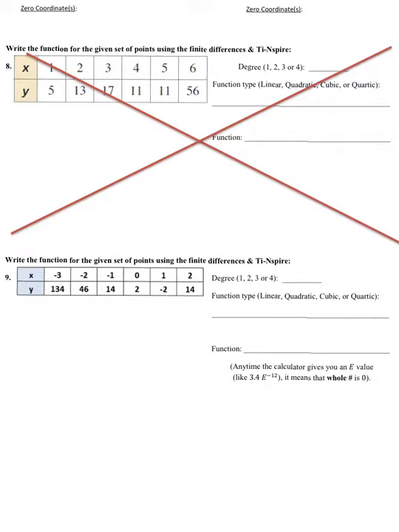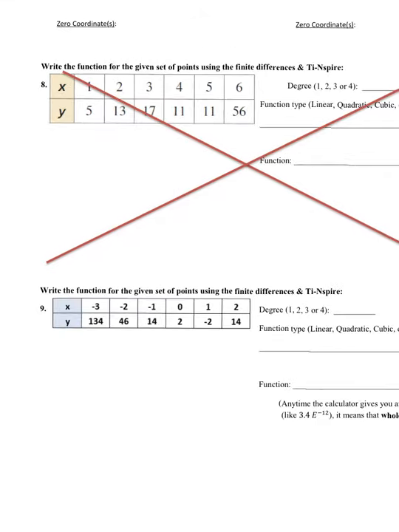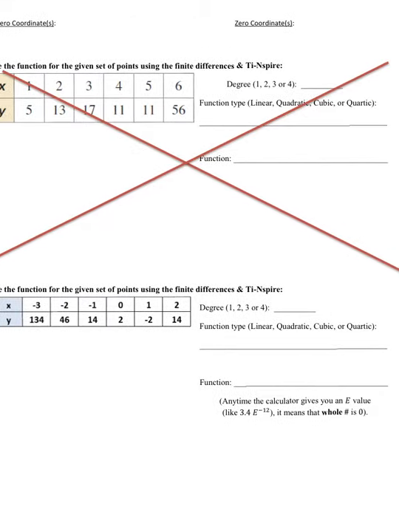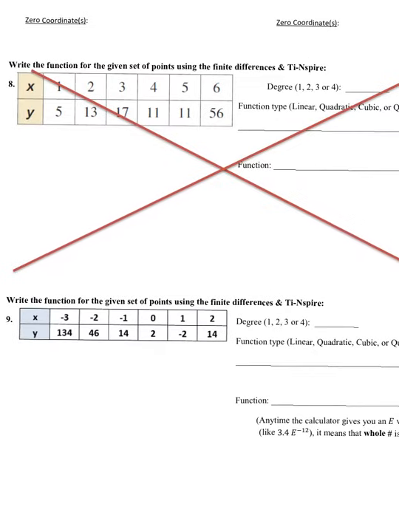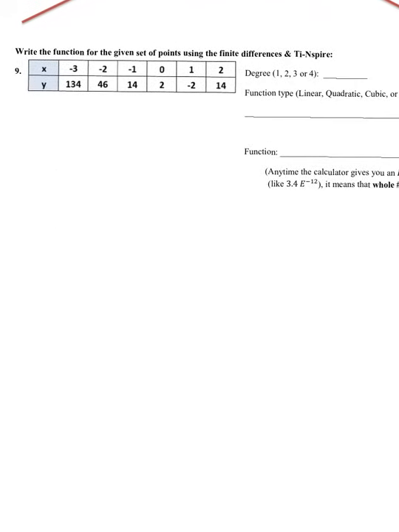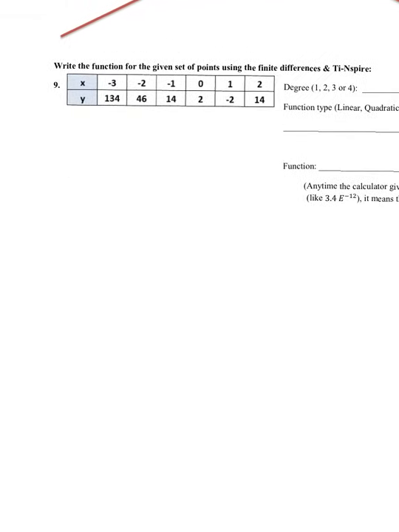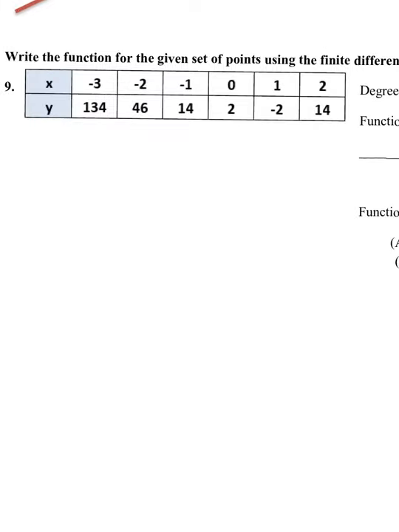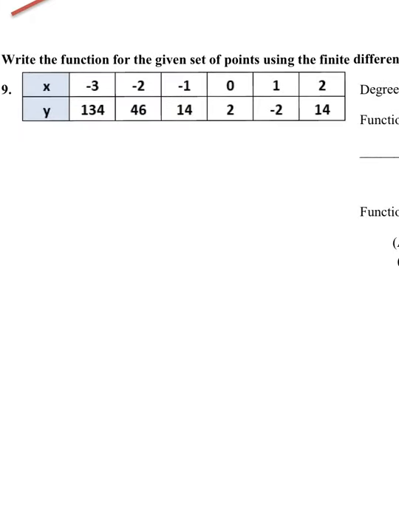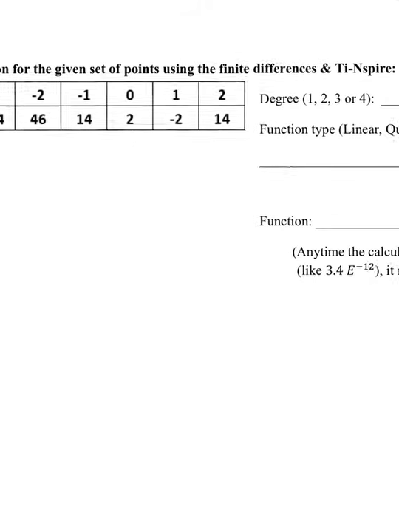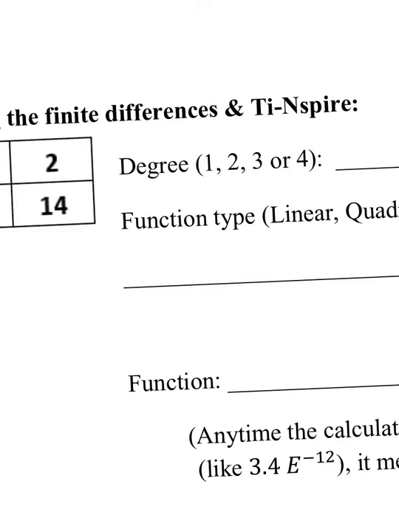Okay, so I fixed the numbering and I changed it to 8 and 9 rather than 7 and 8. But this one turned out weird, and so just mark it out. Just skip number 8 altogether. We'll just focus on number 9. Okay, so number 9 says, write the function for the given set of points using the finite differences in the Ti-Nspire.